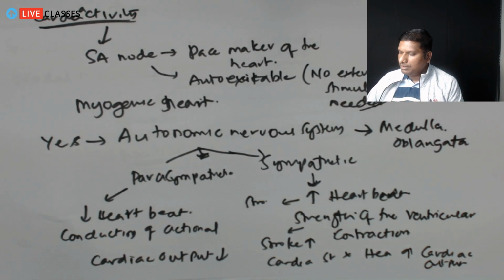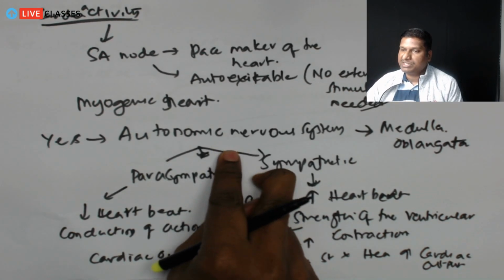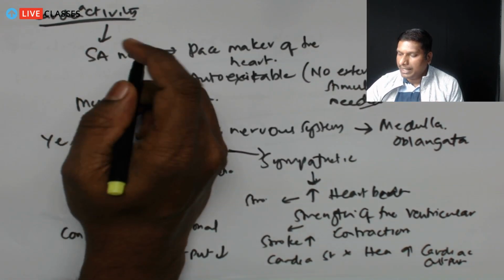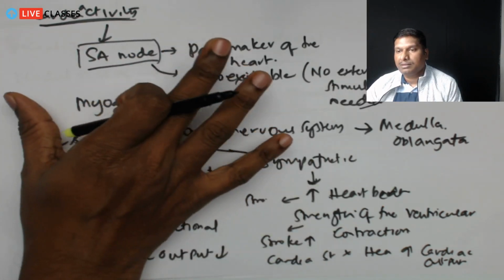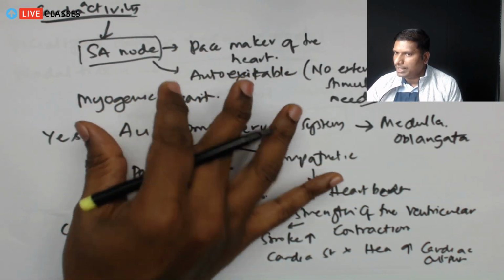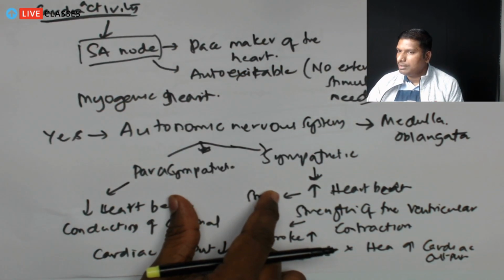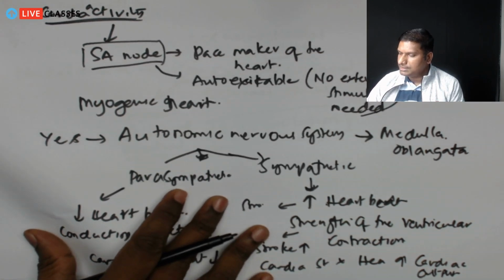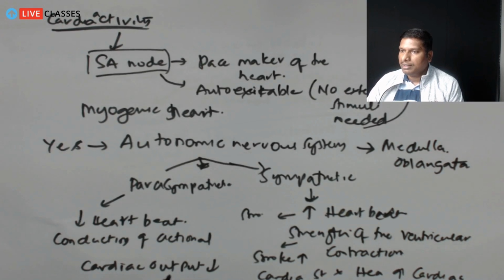So these are two components of the autonomic nervous system which can control the heart. Like I said, the SA node is good to control the heart independently. But in addition to that, there are hormones, adrenal medullary hormones like epinephrine and norepinephrine, which can also control your heartbeat, the number of beats per minute, and they are released from the adrenal medulla.